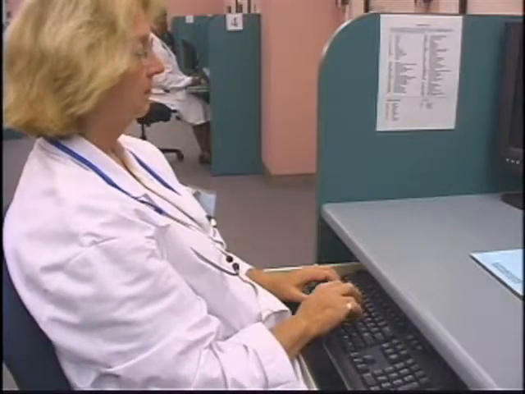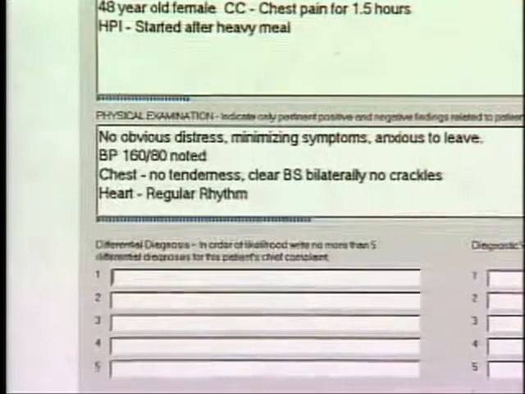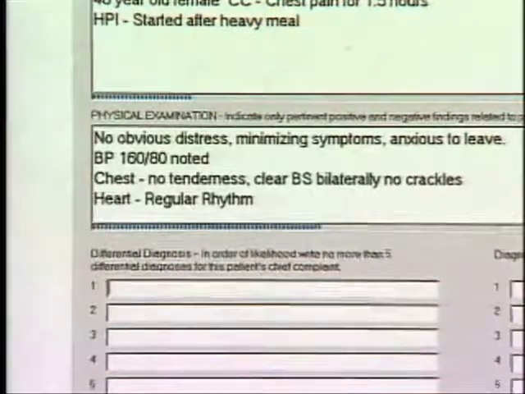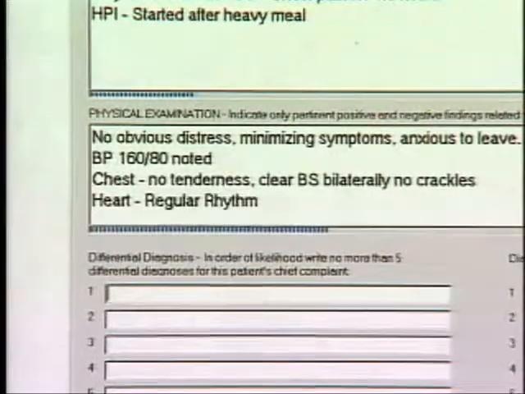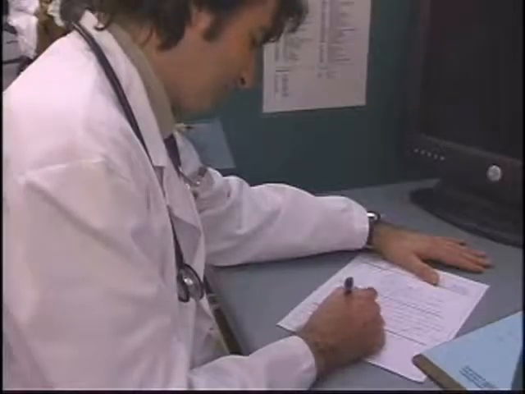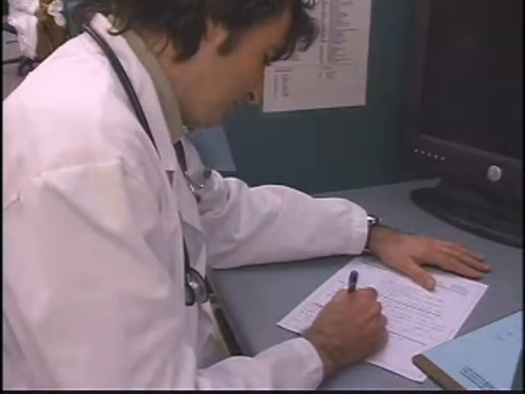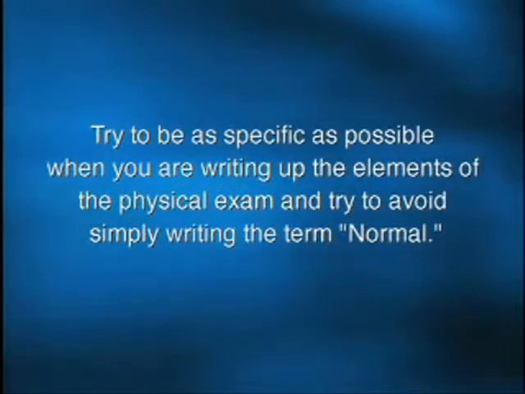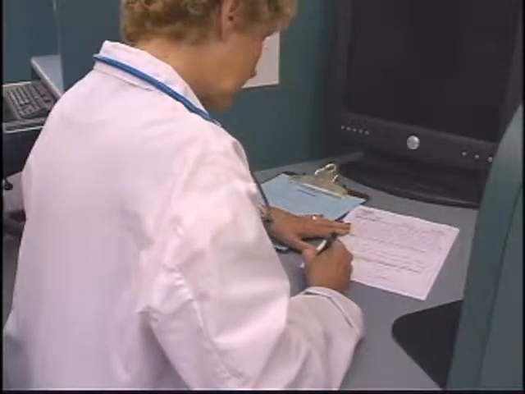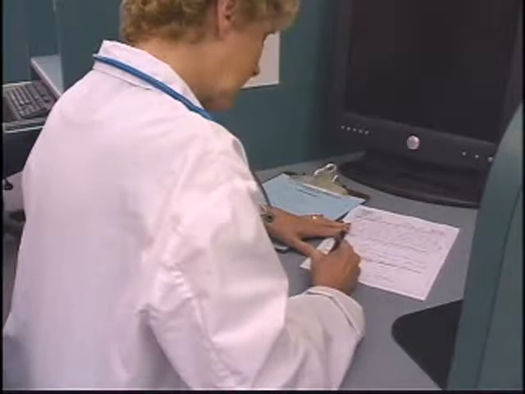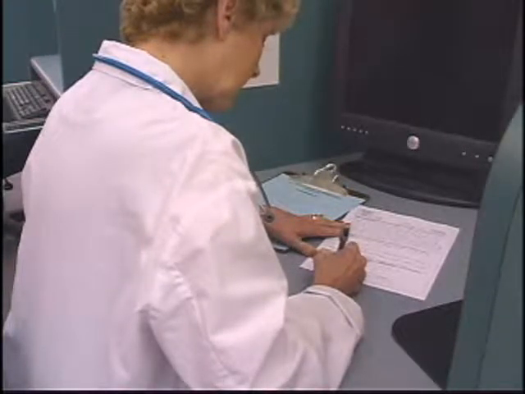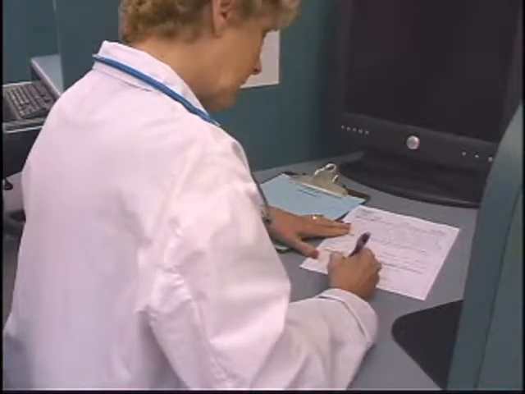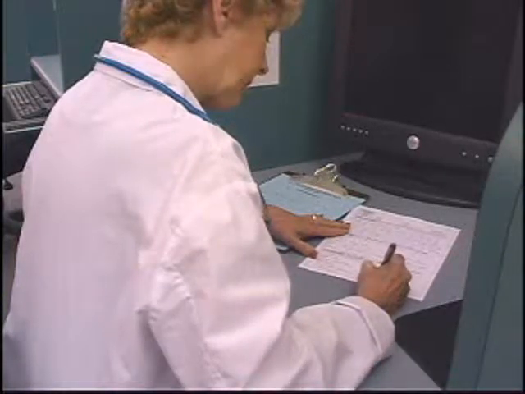You may list the vital signs if they are particularly relevant to the case, but in general, the patient note is for the pertinent positive and negative history and physical exam findings relevant to the patient's chief complaint. Try to be as specific as possible when you are writing up the elements of the physical exam, and try to avoid simply writing the term normal. For example, if you find equal sensation bilaterally on a neurologic exam, write that instead of neuroexam normal.